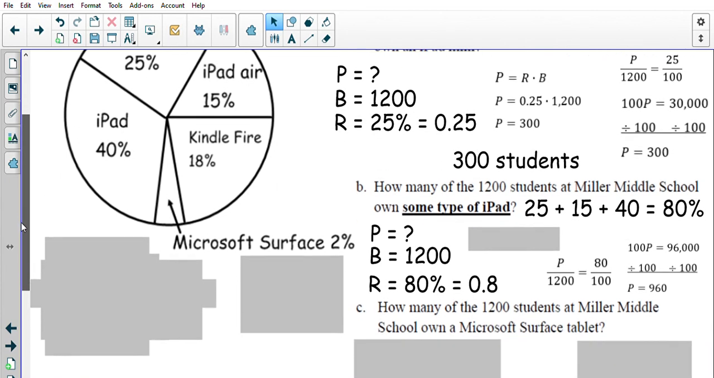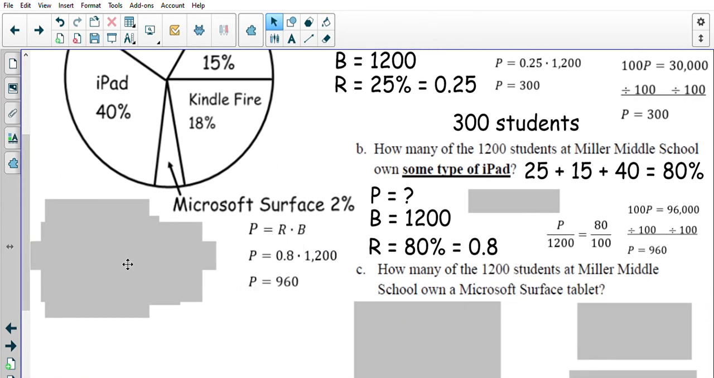I did put the percent equation off to the left here because I ran out of space. So you would take 0.8 times 1,200. Either way, you end up getting 960 students own some type of iPad.